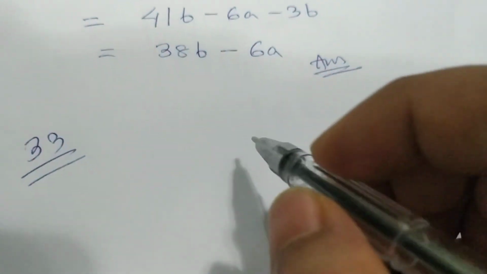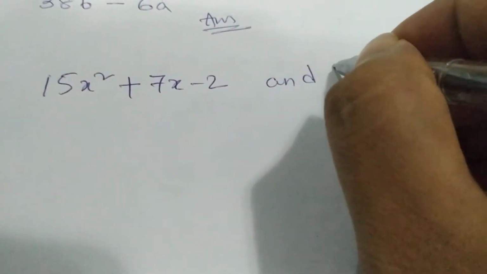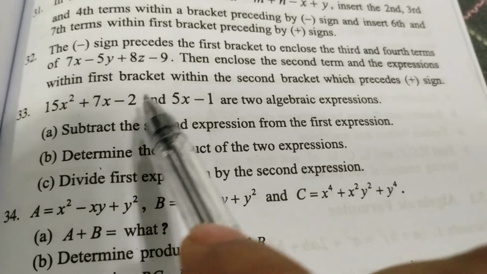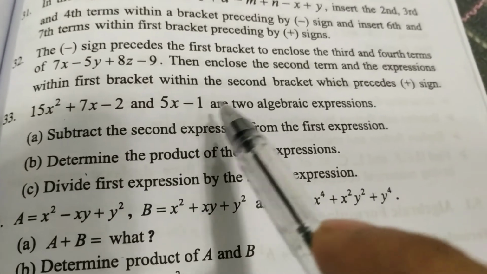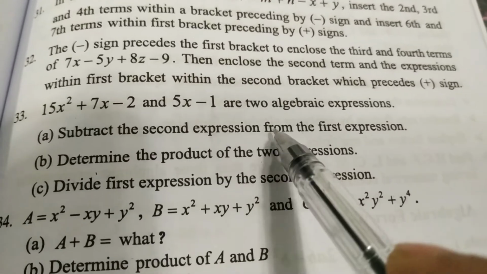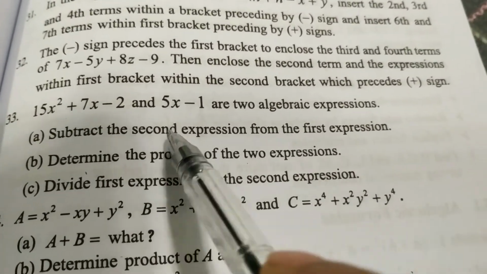So 33, there are two expressions, 15x square plus 7x minus 2 and 5x minus 1. So I'm just showing you the question over here. 15x square plus 7x minus 2 then 5x minus 1 are two algebraic expressions. Subtract the second expression from the first expression. This is actually just addition and subtraction.